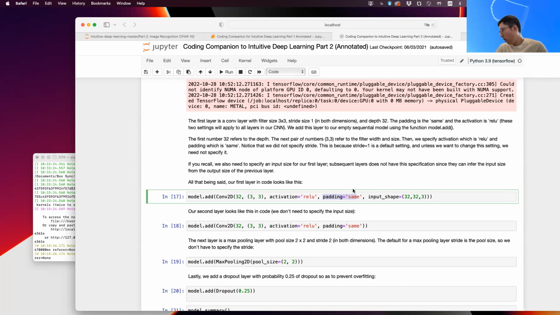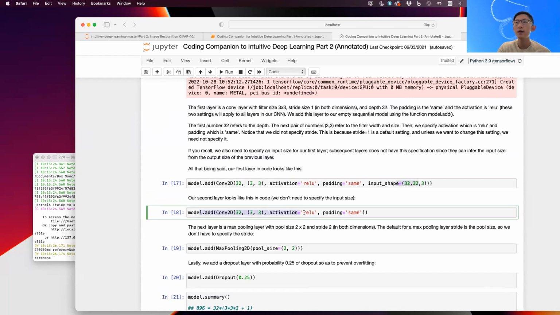So padding equal to same means that after you apply your filter, your feature map has the same shape as your input image. Your input image is 32 by 32, so with padding, you keep the same 32 by 32 shape after you apply the filter.